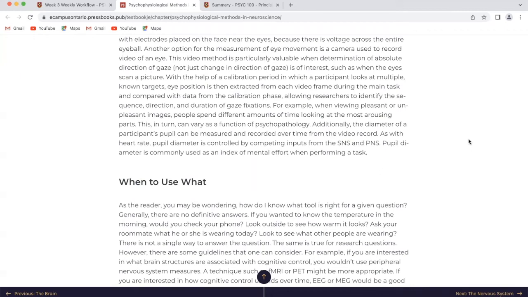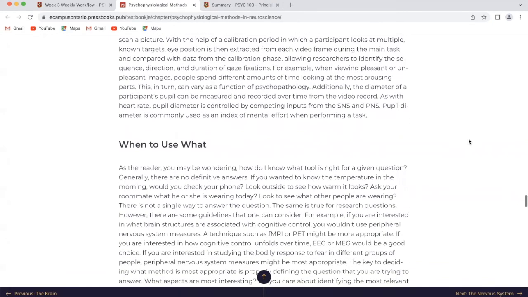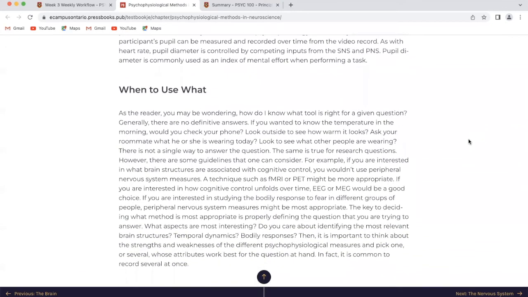For example, when viewing pleasant or unpleasant images, people spend different amounts of time looking at the most arousing parts. This, in turn, can vary as a function of psychopathology. Additionally, the diameter of a participant's pupil can be measured and recorded over time from the video record. As with heart rate, pupil diameter is controlled by competing inputs from the SNS and PNS. Pupil diameter is commonly used as an index of mental effort when performing a task.